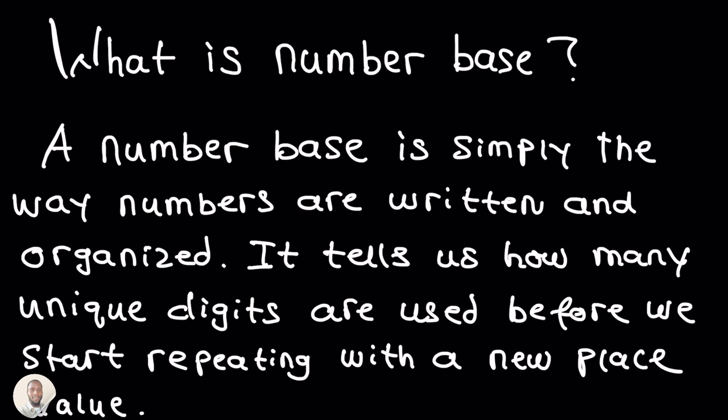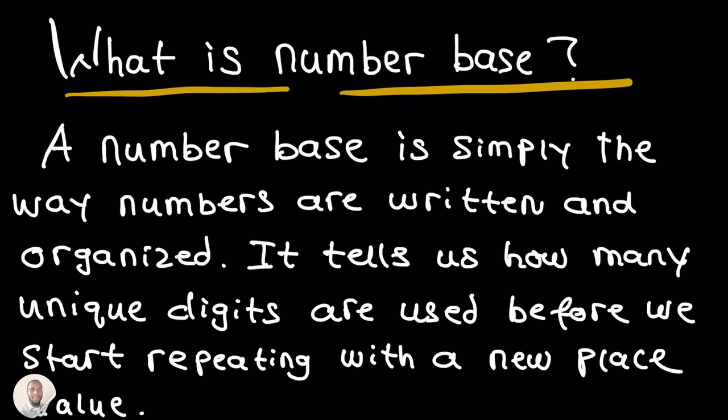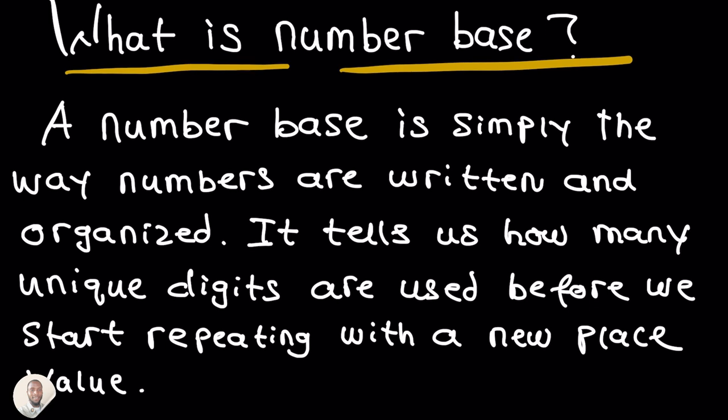Now, imagine you are counting objects, fingers, money, or even apples. The way we count and represent numbers follows a system, and that system is called a number base. Now, what is number base? A number base is simply the way numbers are written and organized. It tells us how many unique digits are used before we start repeating with a new place value. The important keywords in the definition of number base are unique digits, repetition, and what?